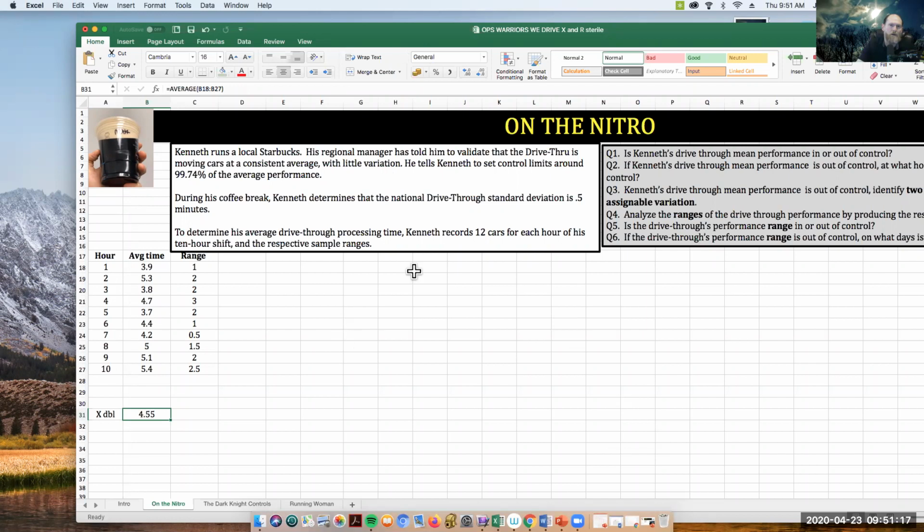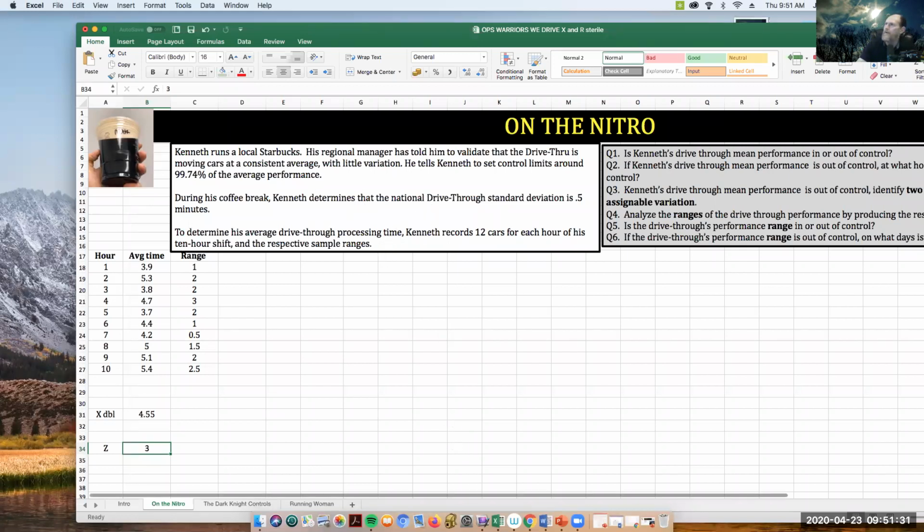Okay. I can go ahead. Yeah. So let's just go ahead and figure that out. I'm just going to throw in here that it is 3, because that's essentially what we just did. We've got 0.9974. Once the smoke clears, we're going to have a Z of 3. Okay.